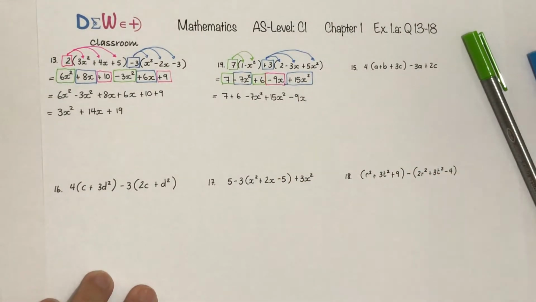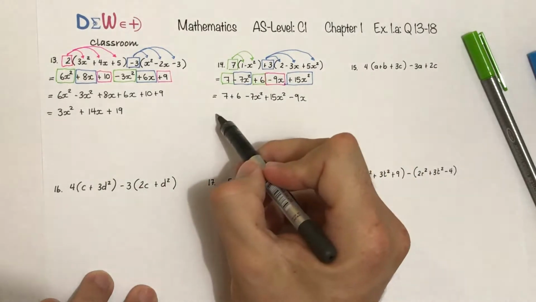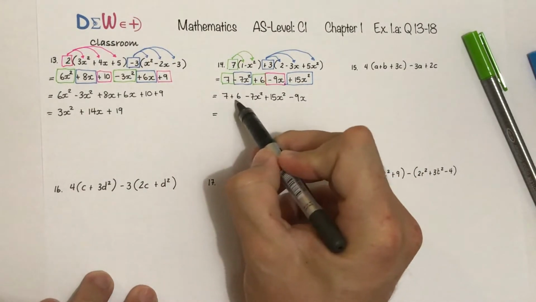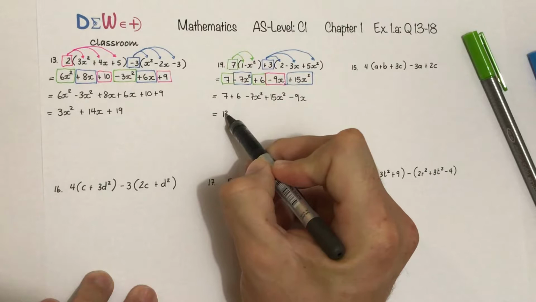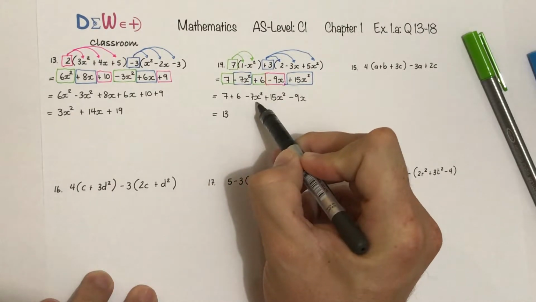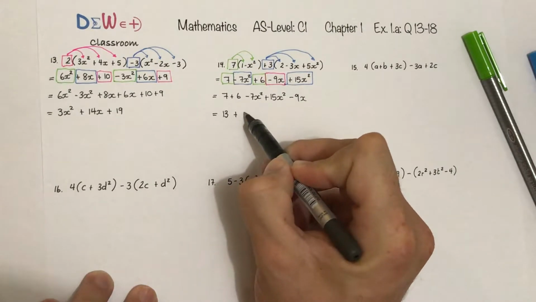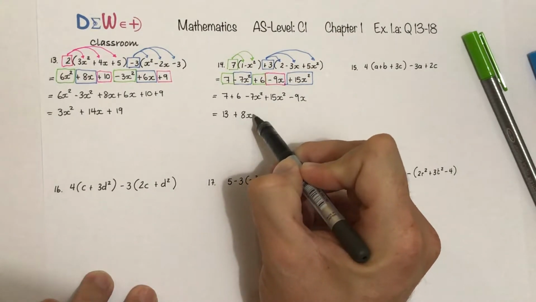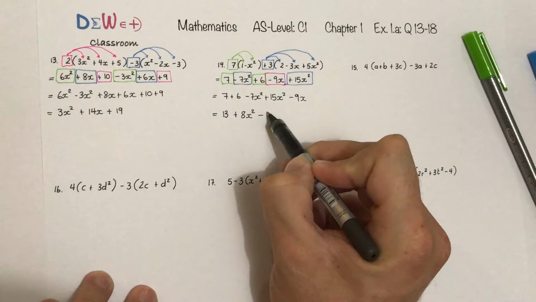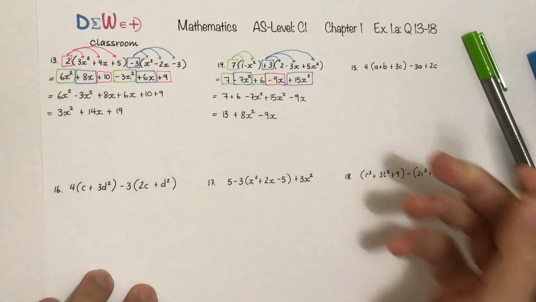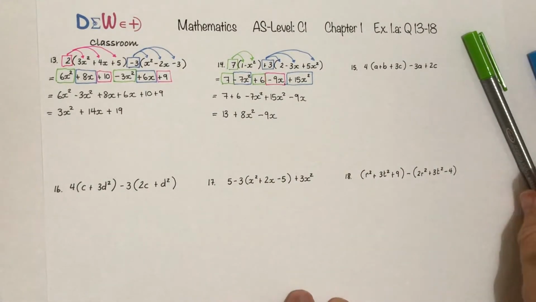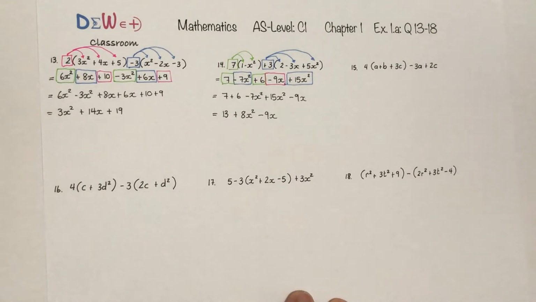In this case, we now add them or subtract them. 7 plus 6 will give you 13. Minus 7x squared plus 15x squared will give you plus 8x squared. And the last one, minus 9x. And that is the solution for question number 14.